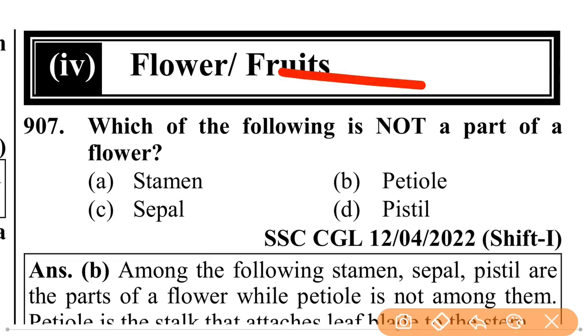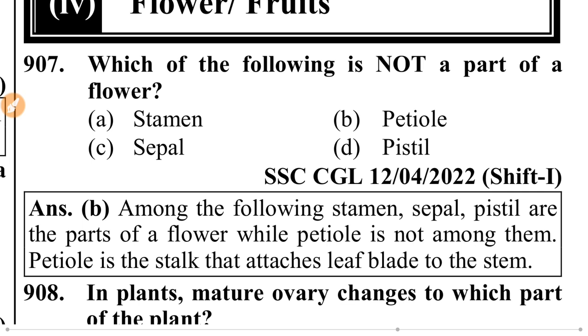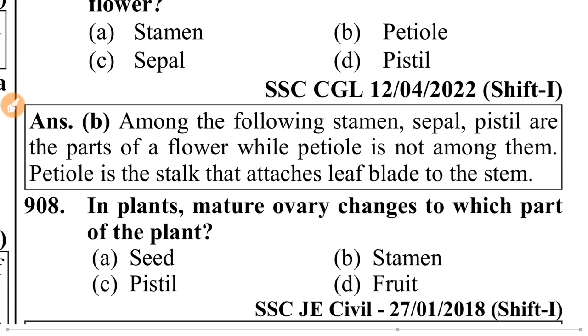Flower and fruits. Which of the following is not a part of flower? That is petiole. Among the following, stamen, sepal, pistil are the parts of a flower, while petiole is not among them. Petiole is the stalk that attaches leaf blade to the stem.